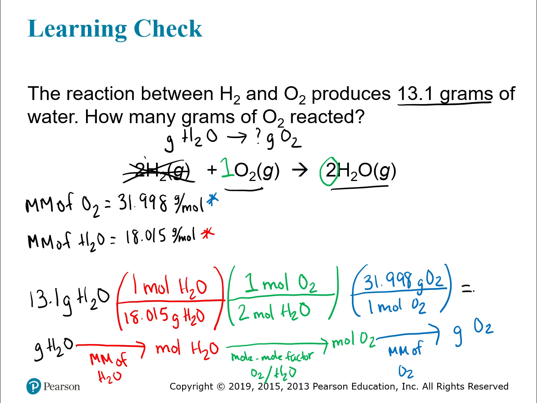Again, I'll show you the unit analysis. We're getting rid of the grams and ending up with moles of water. We can use the number of moles of water that we produce to figure out the number of moles of oxygen we use to produce that water. Finally, we're taking the number of moles of oxygen gas and using the molar mass to figure out the number of grams.